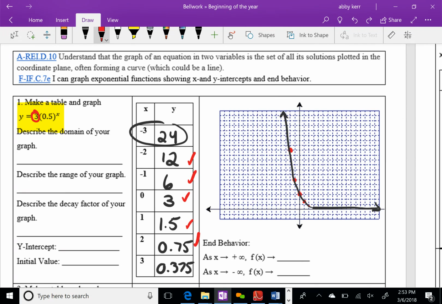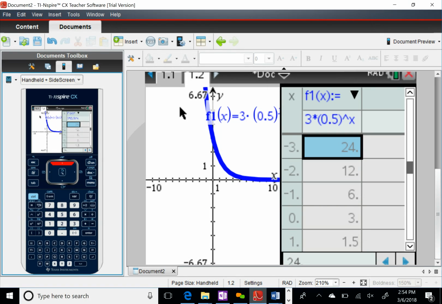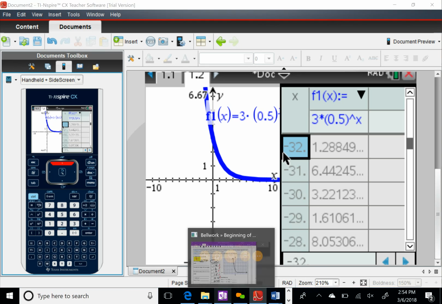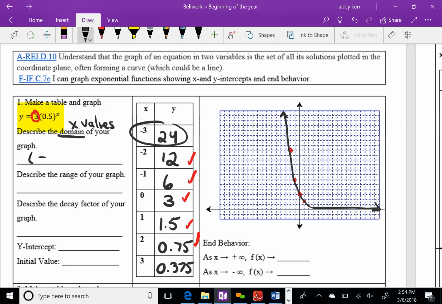Now, it says describe the domain of your graph. So domain is a vocabulary word, which is the x values. Now, when it says describe the domain, you're looking for any of the x's that will work. Now, if you keep the calculator and you look right here, I can hit the up arrow forever, and it's getting more and more negative. So if I just do it for like 3 seconds, I'm already at -32. It's never going to stop. So since our graph never stops to the left, that's -infinity.